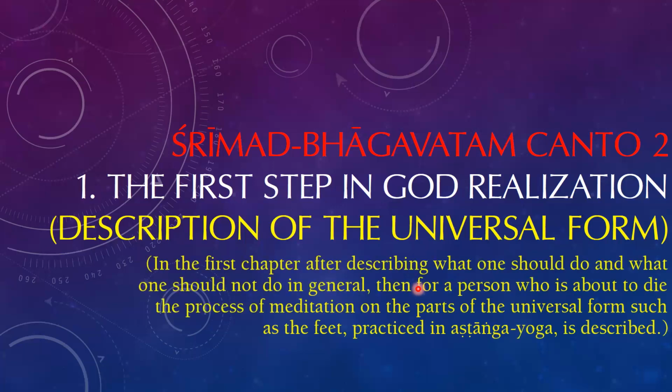In the first chapter, after describing what one should do and what one should not do in general, then for a person who is about to die, the process of meditation on the parts of the universal form, such as the feet, practiced as part of Ashtanga Yoga, is described. Why is it presented like that? We'll understand in due course of time as the chapter goes ahead.